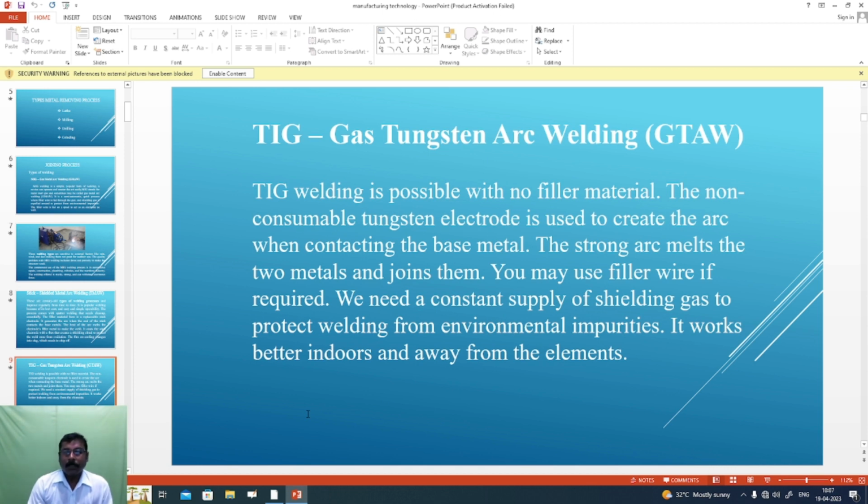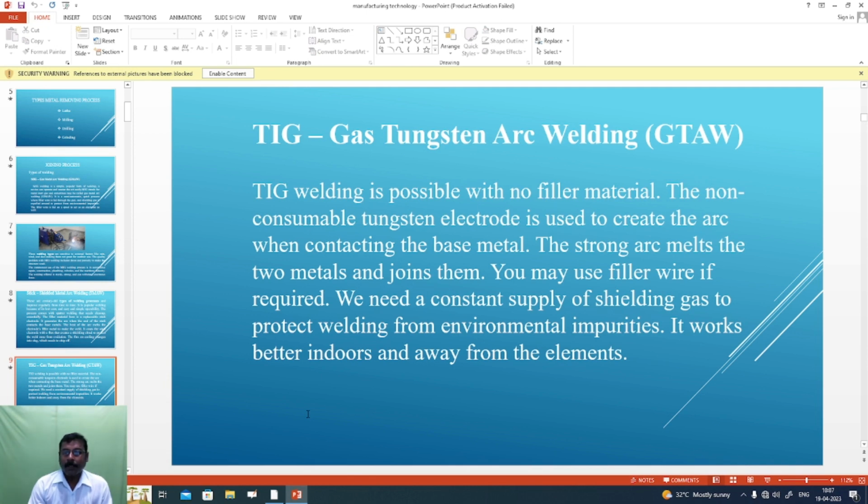Then next one, TIG welding. It is gas tungsten arc welding. TIG welding is possible with no filler materials. A non-consumable tungsten electrode is used to create the arc. When contacting the base metal, the strong arc melts the two metals and joins them. You may use filler wire if required.